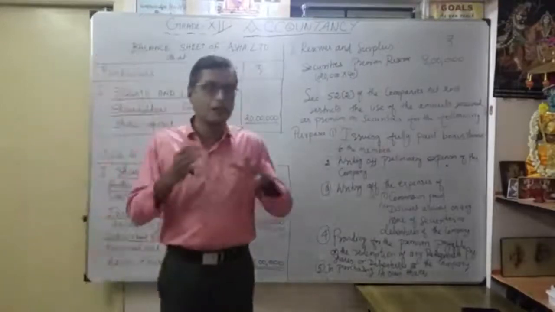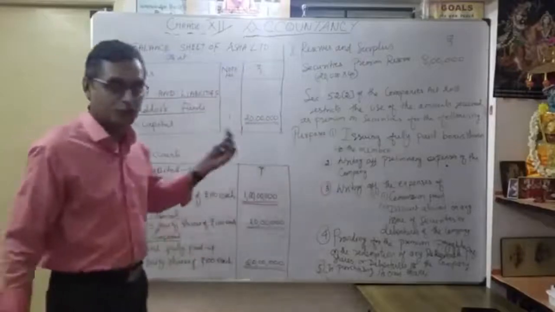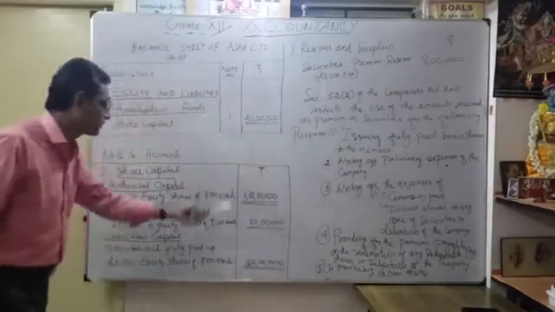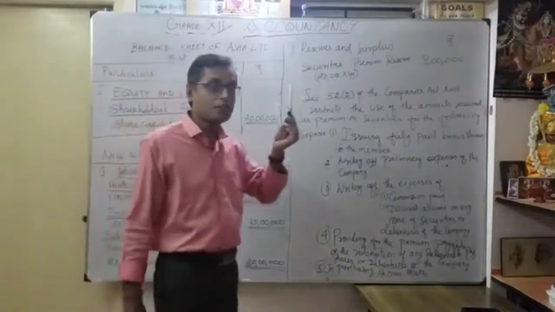Earlier we discussed how to disclose it in a balance sheet. Suppose in a question they ask you to show it like this, how to disclose in a balance sheet. Okay. Then you have that 40 rupees, correct.